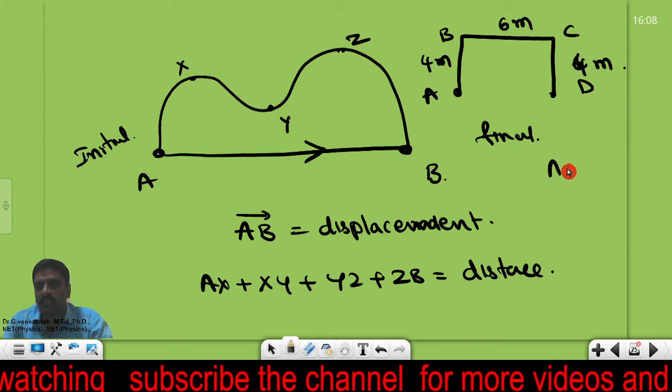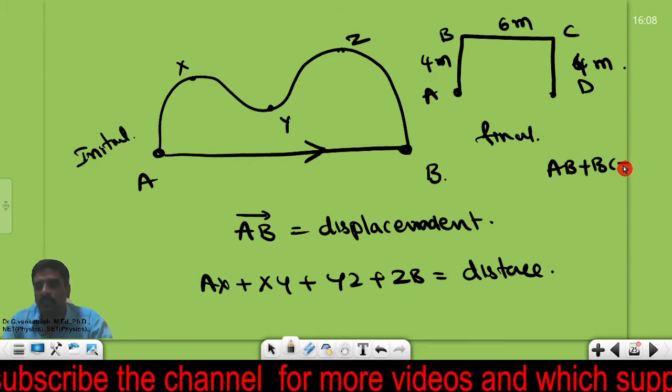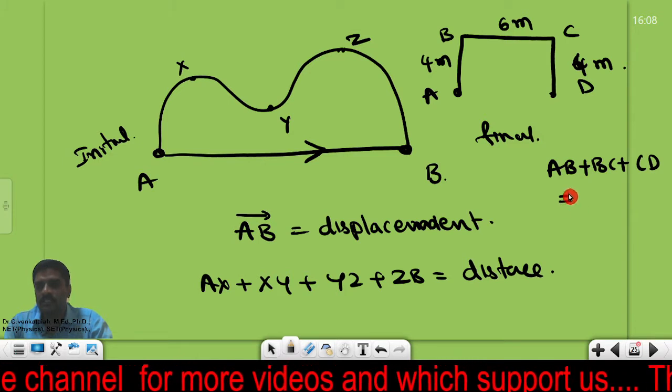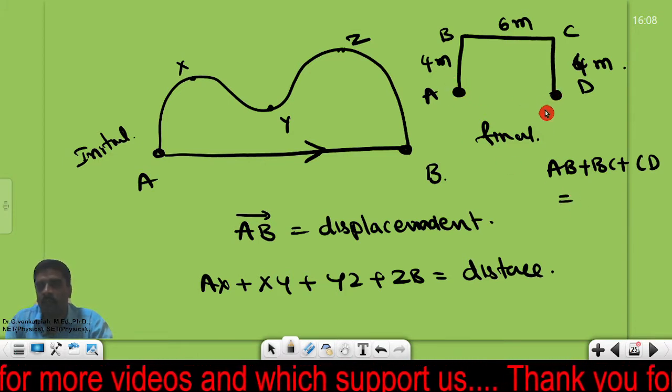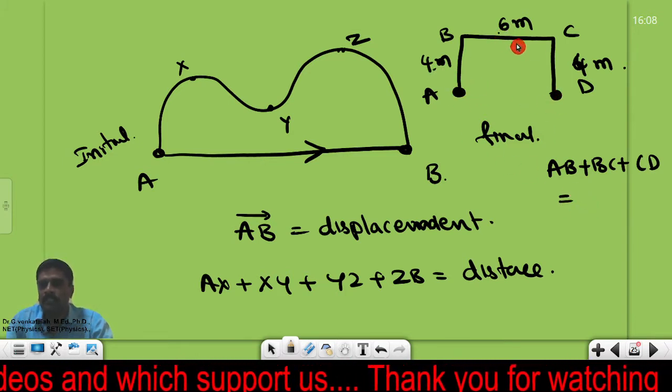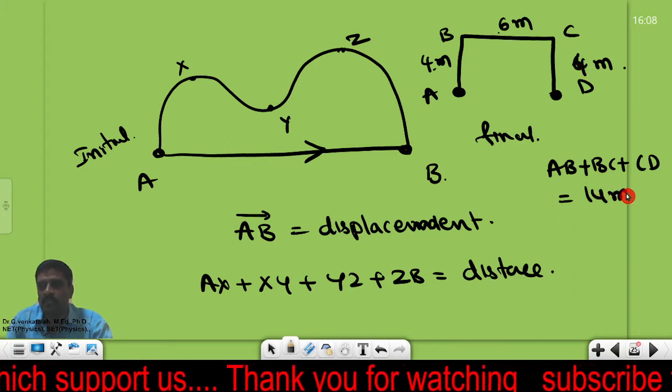Distance is nothing but A to B plus B to C plus C to D. It is the distance, it is the initial point, it is the final point. So how much? 4 plus 6 plus 4, that is equal to 14 meters.